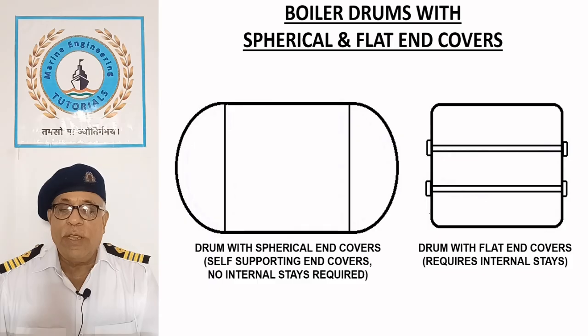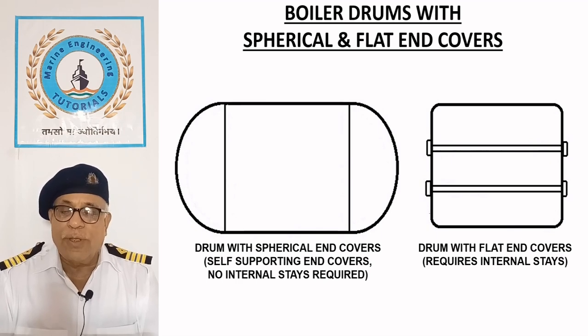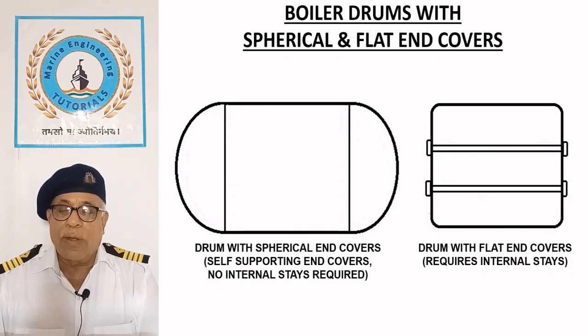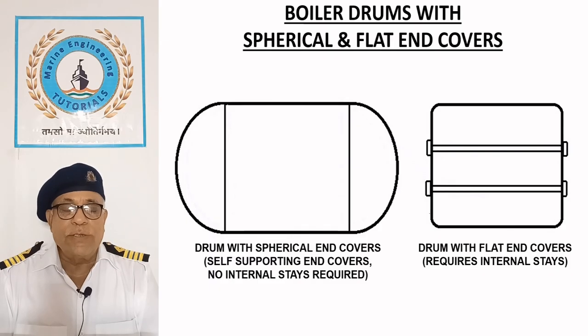This completes our study of advantages of using cylindrical vessels as boiler drums, effect of circumferential and longitudinal stresses in boiler drums, relationship of stresses with steam pressure, boiler diameter and thickness, measures that can be taken to reduce stresses in boiler drums, stresses in boiler end covers, and comparison of boiler drums with spherical and flat end covers.